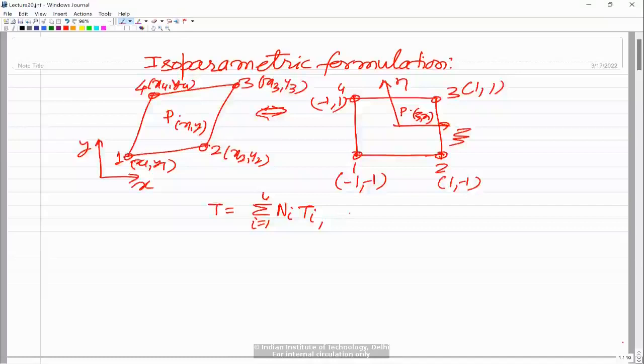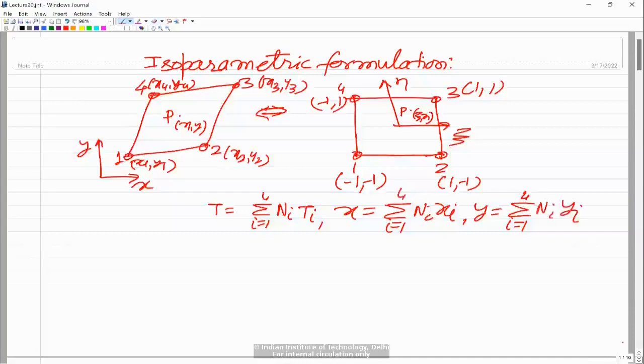So we also interpolate the x and y. I had said that x is the sum from 1 to n of Ni xi, and since it is an isoparametric formulation, we use the same shape functions for interpolating the geometry, that is x and y, and also the unknown variable, in this case temperature. So we are doing this from 1 to 4, not n. So you have Ni into yi.